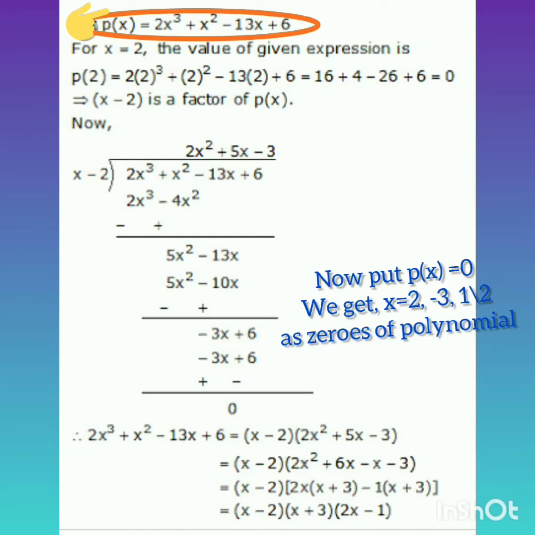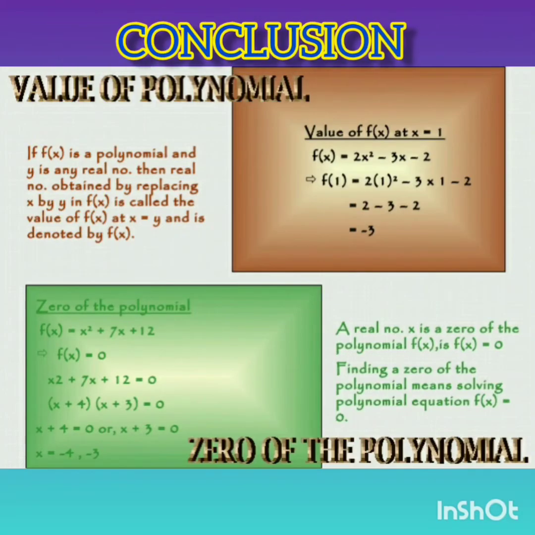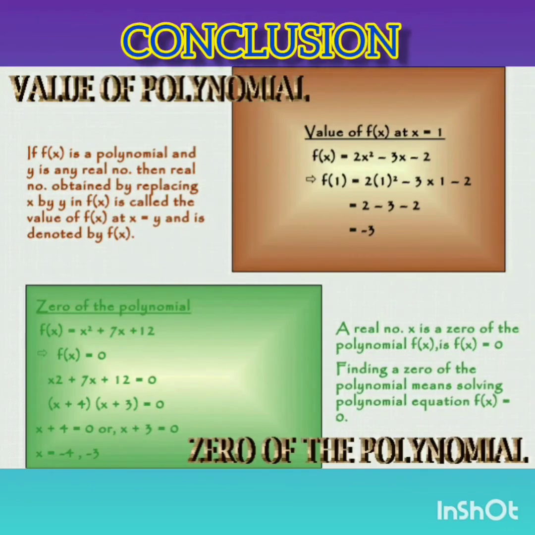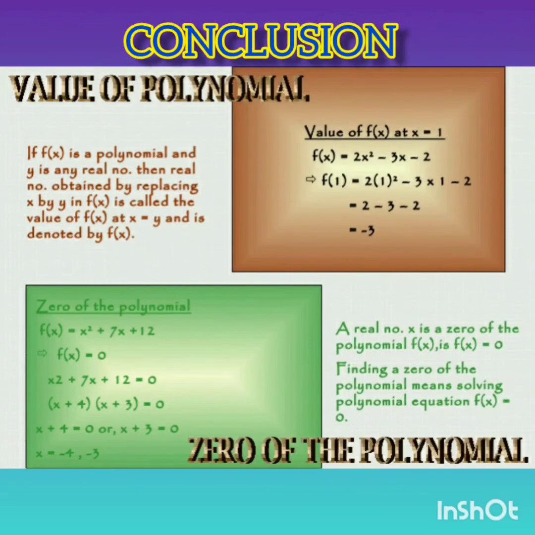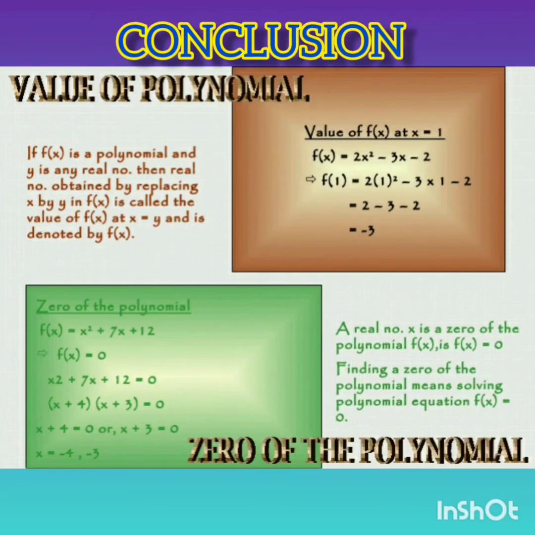Now you can see in this example, here we have to equate this polynomial with 0. So we can conclude that if f(x) is a polynomial and y is any real number, then the real number obtained by replacing x by y in f(x) is called the value of f(x). But for the zeros of the polynomial, we have to equate the polynomial with 0.